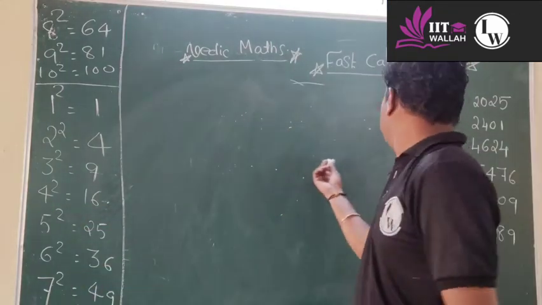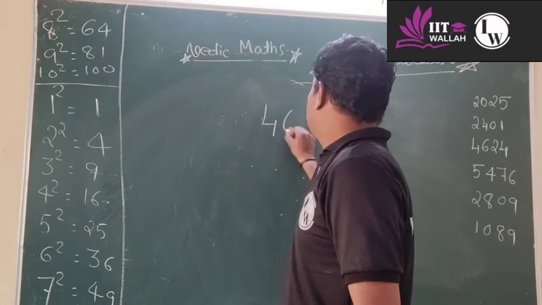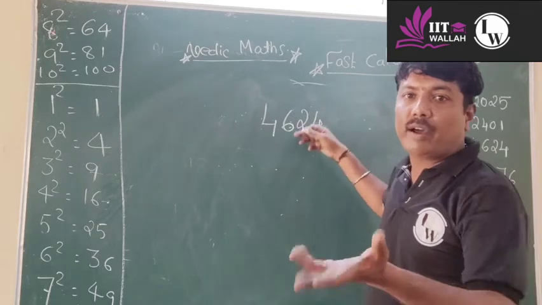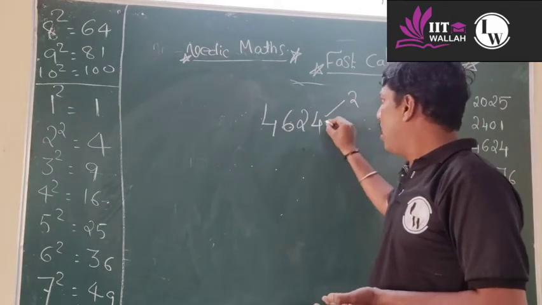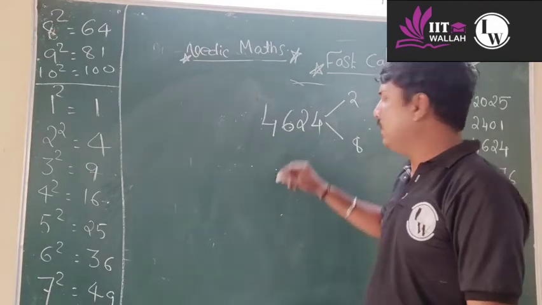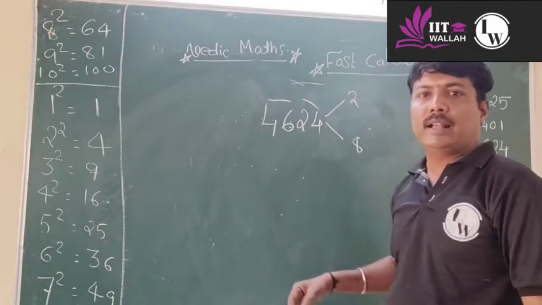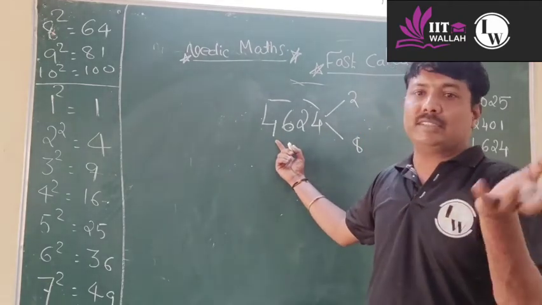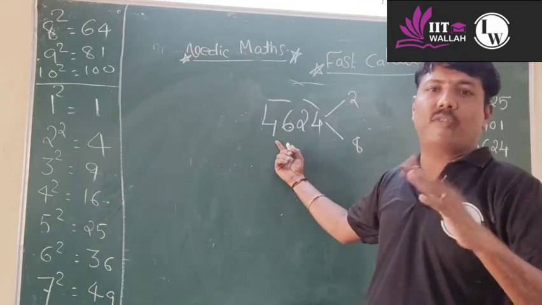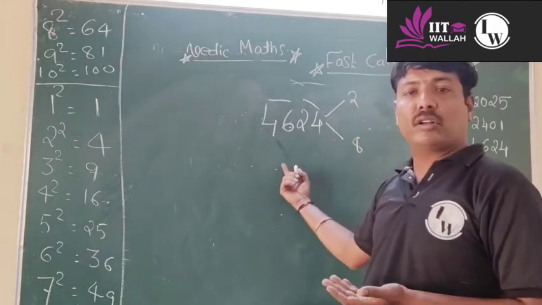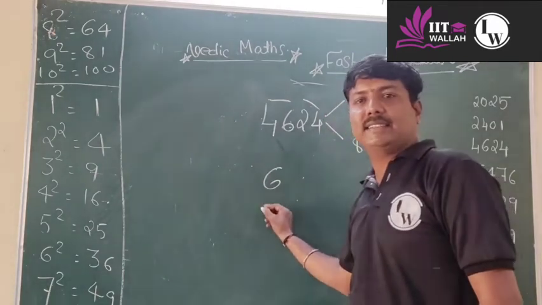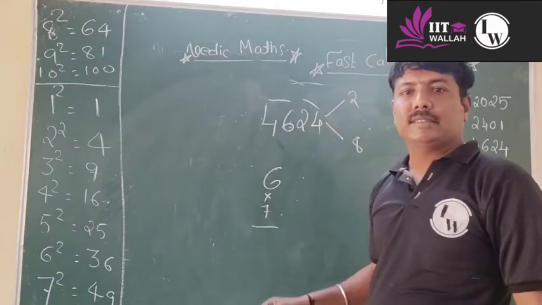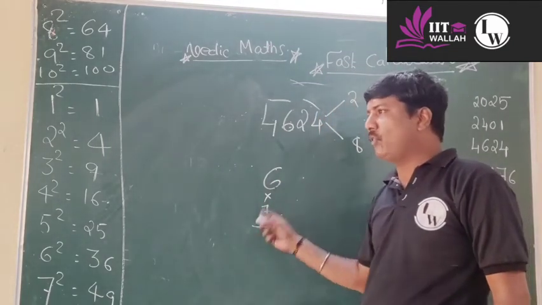Now let's discuss another number, 4624. Here this number ends with 4, so its square root may be ending with 2 or 8. And the grouping is 46 and 24. Which number is the perfect square nearby 46 and below 46? 7 square is 49, 6 square is 36. Obviously it is 36 and the square root of 36 is 6. After getting this, you multiply this with its successor. The successor of 6 is 7. 7 6s are 42.